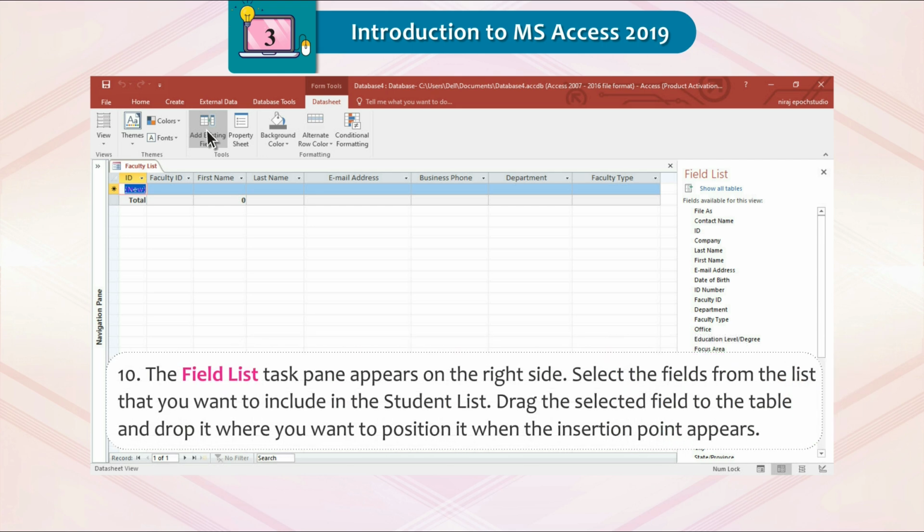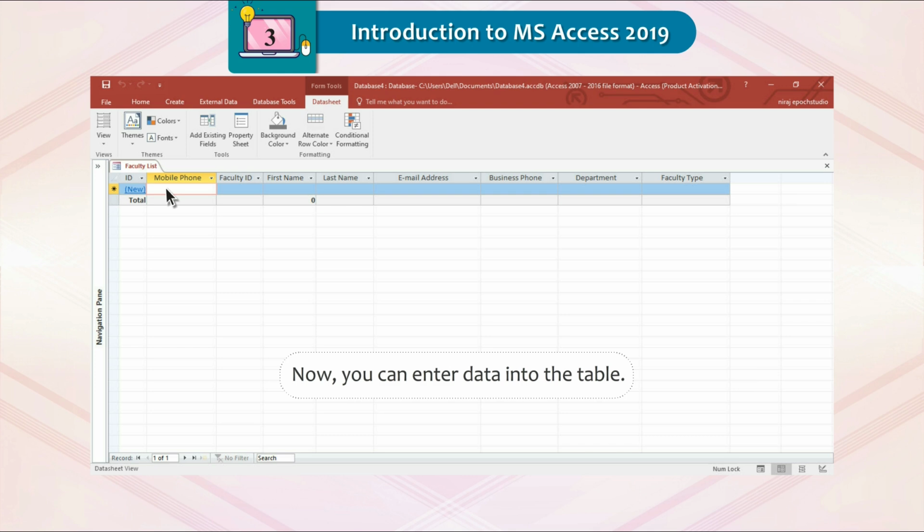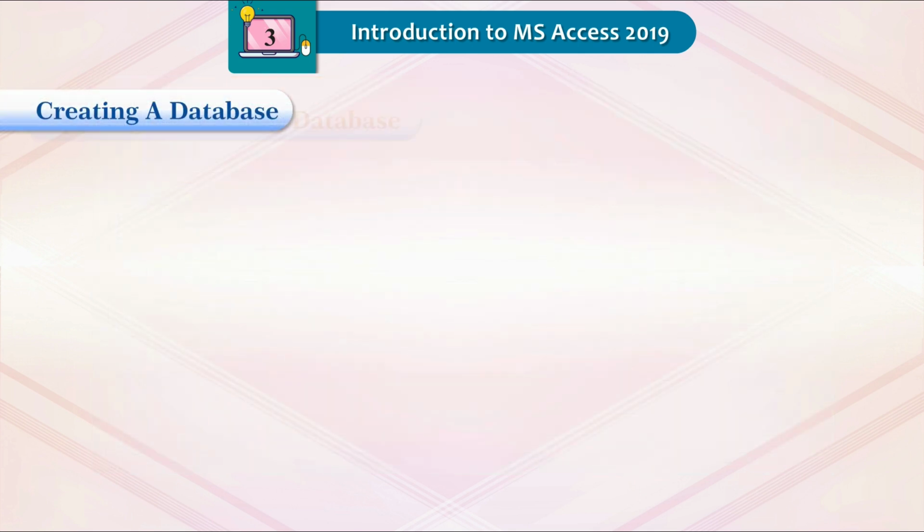The Field List task pane appears on the right side. Select the fields from the list that you want to include in the student list. Drag the selected field to the table and drop it where you want to position it when the insertion point appears. Now you can enter data into the table.